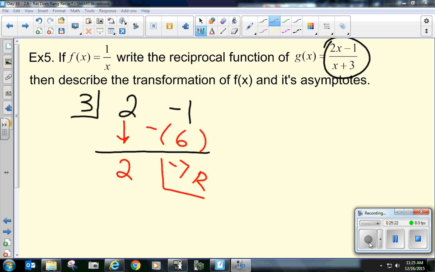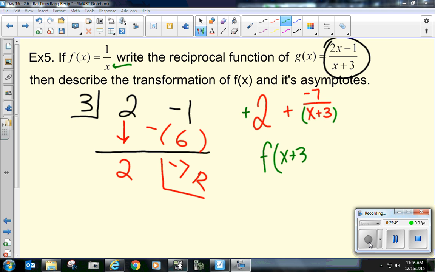Okay. Now, how do I write that? 2 plus, perfect. And this is a positive 2, right? Positive. So let's write that. What goes into my x here? What's in the bottom? Yeah, right here. X plus 3. What do I do with the 2? Plus 2 at the end. What do I do with my numerator here?